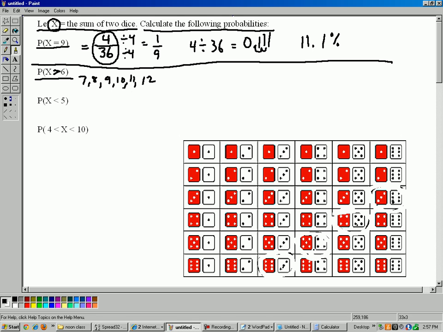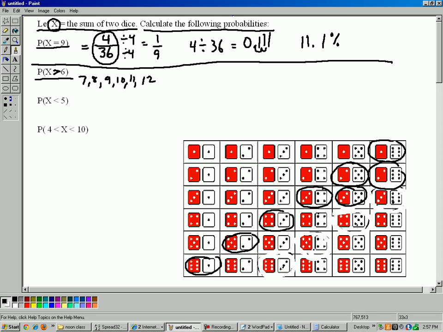Okay, so what are all the combinations to get me any of those? Well, let's start with 7. How many ways can I get a 7? Here's a 7, 1 and 6. Here's a 7. Notice that the way the chart is set up, it always goes diagonally here. So all those are 7s. But I want to know the probability that X is greater than 6. So 7 or 8. Here's all the 8s.